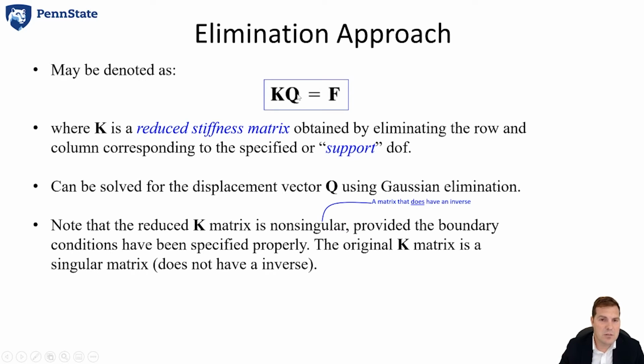We can now solve this using Gaussian elimination, which you may remember from your linear algebra class. Note that the reduced K matrix is non-singular, meaning that it does have an inverse, as long as the boundary conditions were specified properly. Interestingly enough, the original K matrix is a singular matrix. It does not necessarily have a guaranteed inverse. So this elimination approach, applying the boundary conditions, basically allows us to do this solution process.